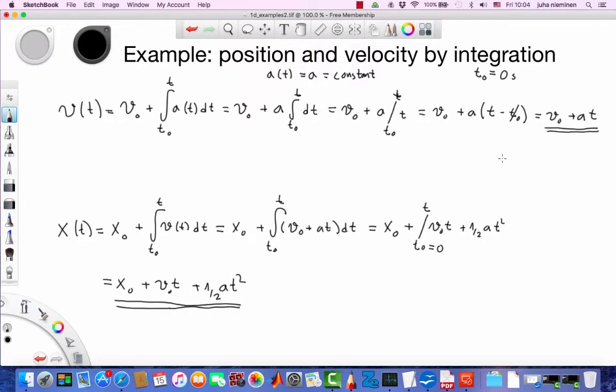And this is the general method for calculating velocity and position when we know acceleration. It doesn't have to be constant. In our case, it was a constant just to keep things simple, but it could be any kind of function depending on time. The only difference is in this step. The acceleration in a more complicated situation doesn't come out of the integral, so then you have to use your knowledge of calculus. How do you deal with that?